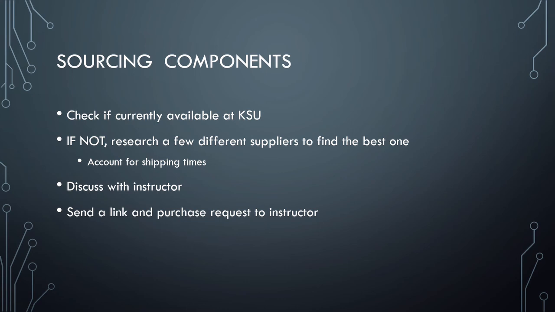If you need something that the campus doesn't already have, discuss it with me. So send me an email or note it at one of the live Q&A sessions. Let me know what you need. And then send me a link. So if you were emailing me to tell me that you need a certain component, send me a link to that component and a purchase request.